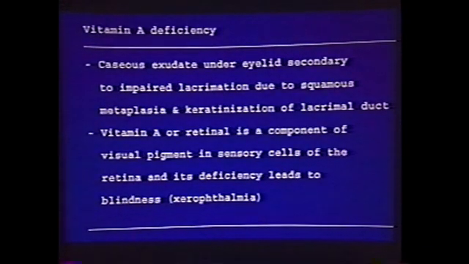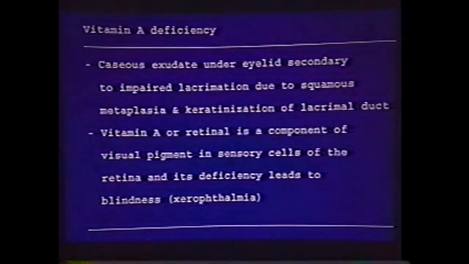Vitamin A is also involved in vision, and that is, retinal is a component of the visual pigment in the retina, and its deficiency results in or causes blindness or xerophthalmia.